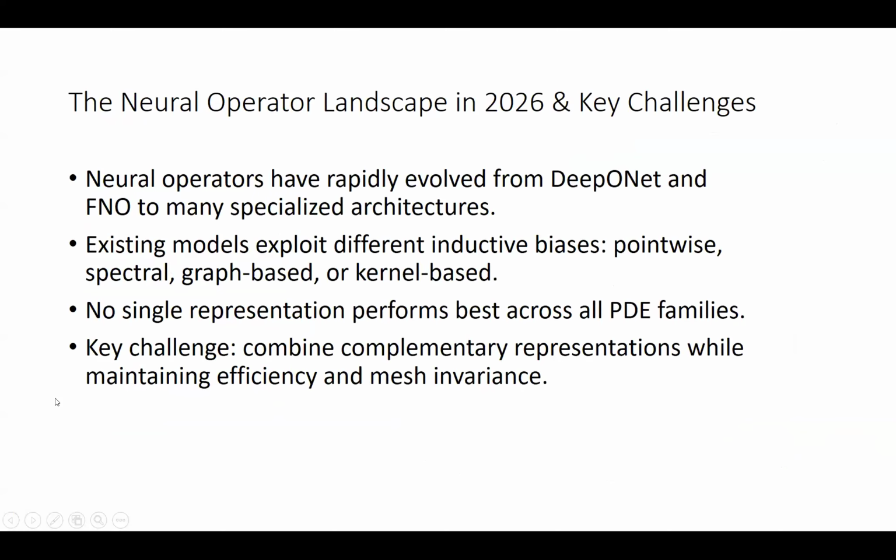So let's look at the current landscape. The field has evolved dramatically. We moved away from basic DeepNet and FNO, and now we have many specialized networks. Each framework uses a different inductive bias. For example, DeepNet is purely point-wise. FNO is purely global and spectral. There are also graph-based operators and kernel-based models.